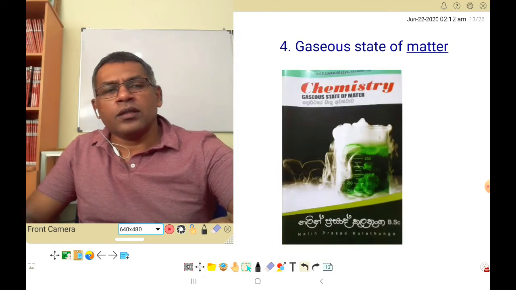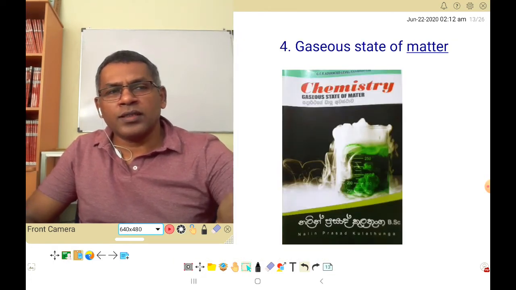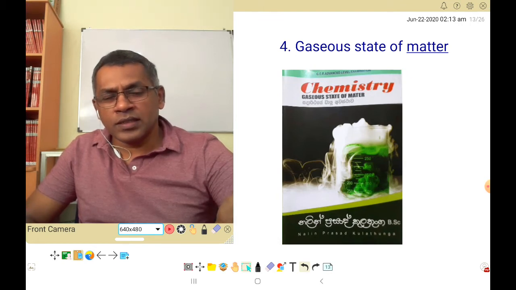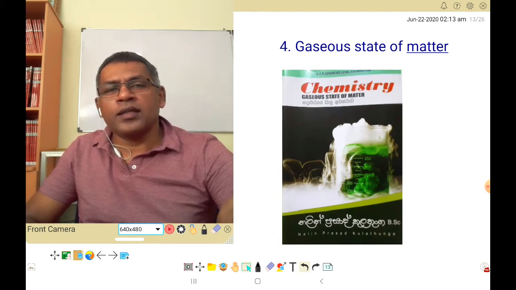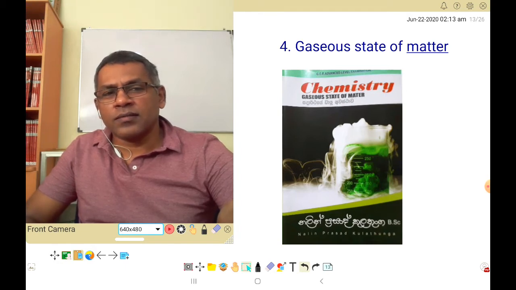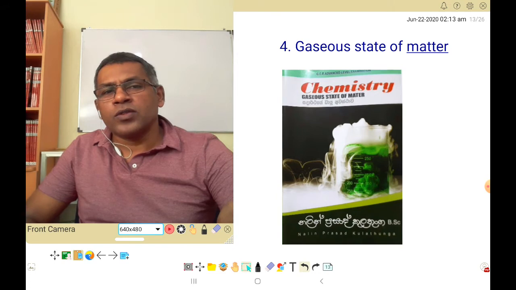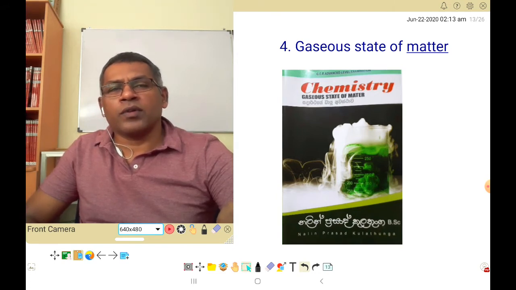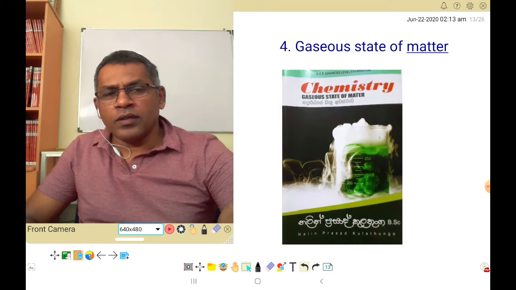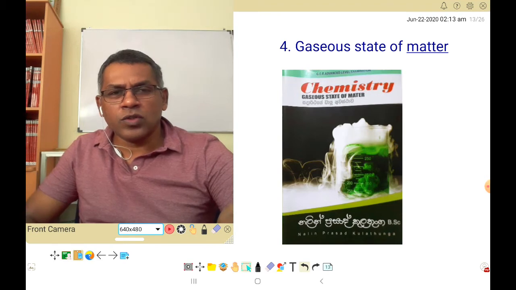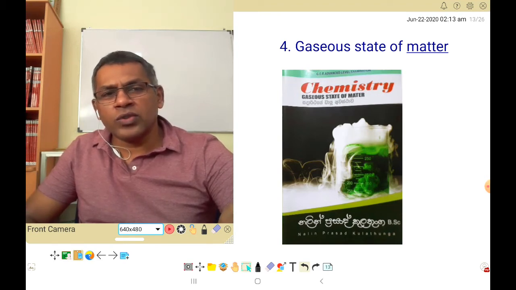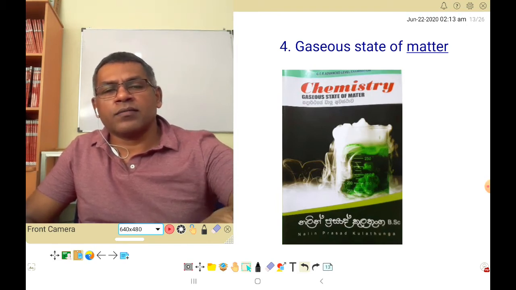Then we go to the fourth unit. The fourth unit is the gaseous state of matter. Children, as we know, matter exists in different physical states. For instance, water exists in 3 different states: liquid water, solid water or ice, and water vapor, that is steam. Our main focus in this unit is the gaseous state of matter. So I will be looking at different gas laws like Boyle's and Charles' law, etc. So that will be very interesting.